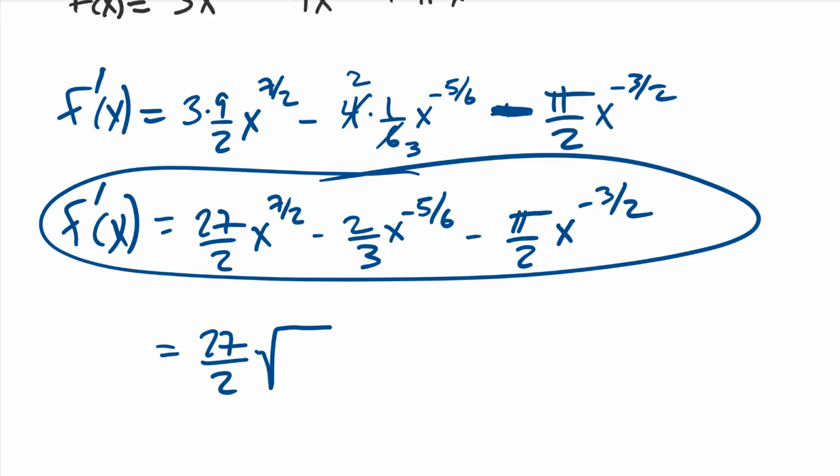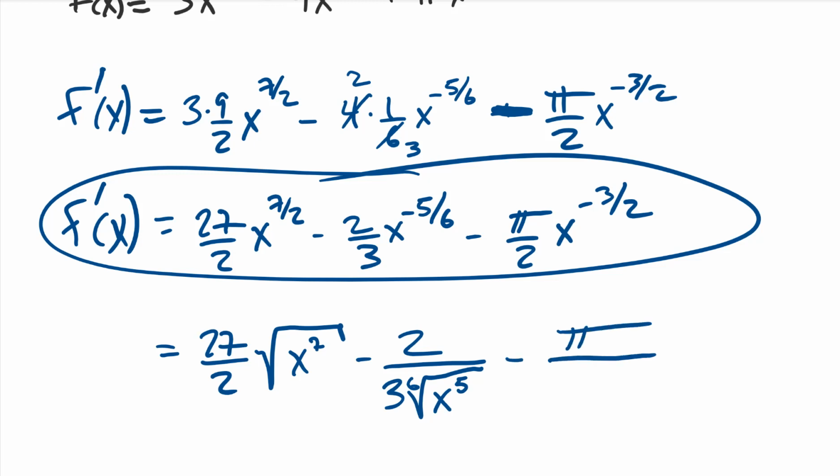It's not a terrible thing to know what this stuff is. So 27 halves, 13.5. That's an acceptable decimal. If you wrote 13.5 there, sure, it's exact. But still, screw decimals. Your homework, you have some. Good for you. It's fun stuff. So we're going to get 2 over 3 times x to the 5th and the 6th root, minus pi over 2 times the square root of x cubed.